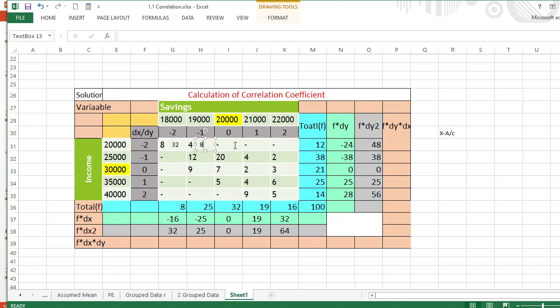And then for this column, if we don't have any frequencies for any cell, then there is no need to calculate f dx dy. Even if we calculated, frequency is 0 into dx value 0 into dy value is minus 2. 0 into 0 is 0. 0 into minus 2 is again 0. So for that reason, no need to calculate f into dx into dy for these cells which are not having any frequency.